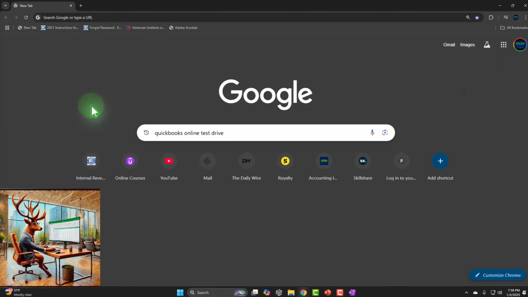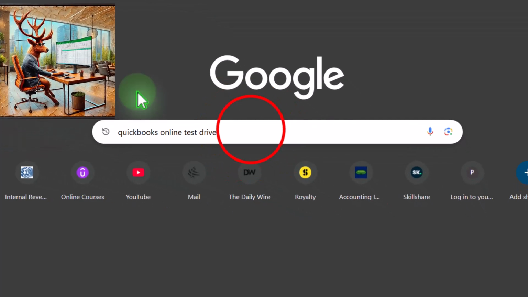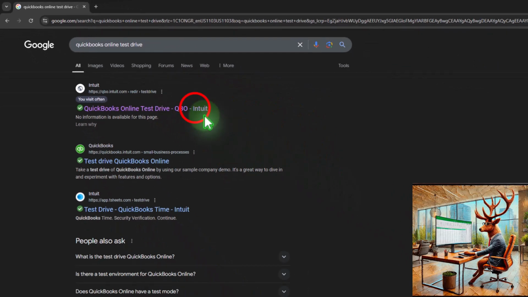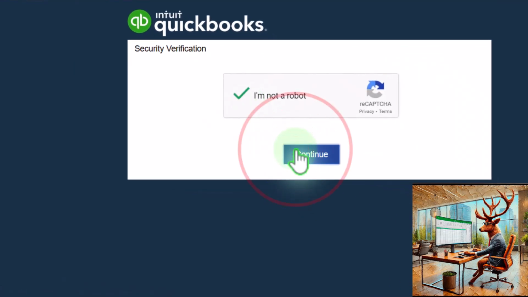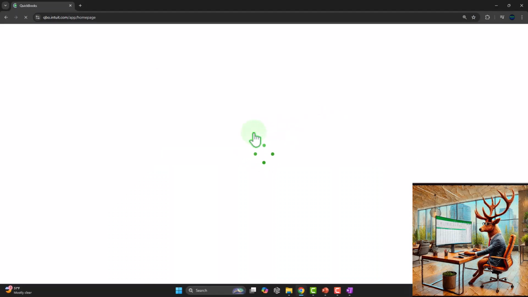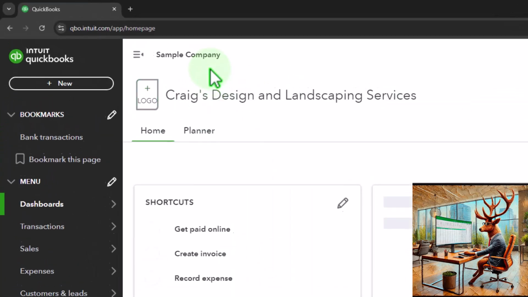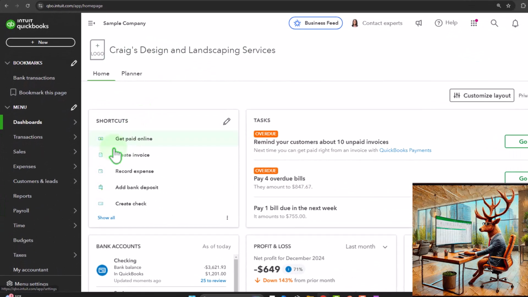We are online in our browser searching for that QuickBooks Online test drive, the free sample file available to everybody, looking for the result that has Intuit.com in the URL because Intuit is the owner of QuickBooks. We might have to then verify that we are not yet a robot because I haven't implanted those artificial intelligence implants that are going to help me with my video game playing. Just kidding. In any case, now we're in the sample company file, Craig's Design and Landscaping, opening the major financial statement reports, the process we do every time.